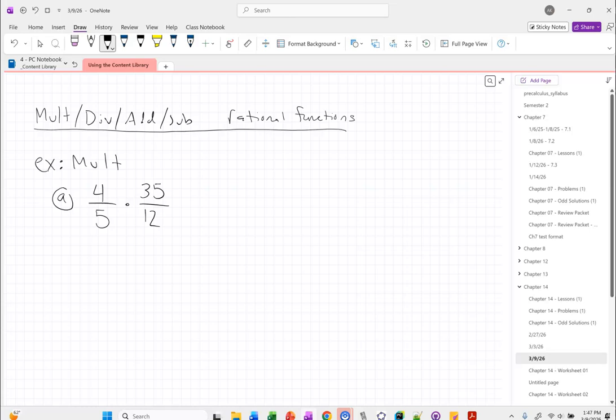So let's say we have 4/5 times 35/12. The first thing you want to do is a prime factorization for all the integers here. So what is the prime factorization for 4? Well, 4 is not prime. 2 times 2 is the prime factorization. Your prime numbers are 2, 3, 5, 7, 11, 13, 17, 19, 23, 29, 31. Yeah, 7, very good.